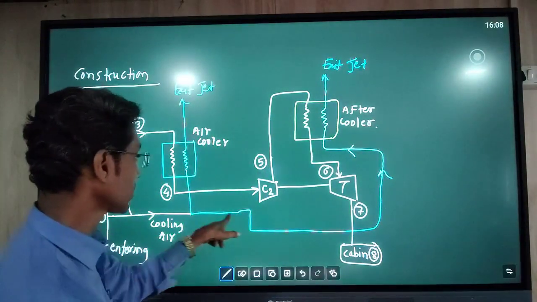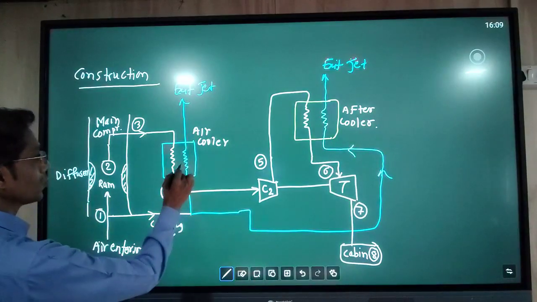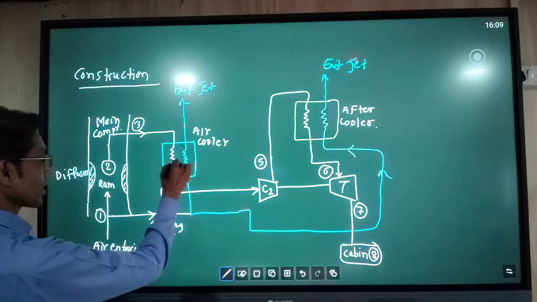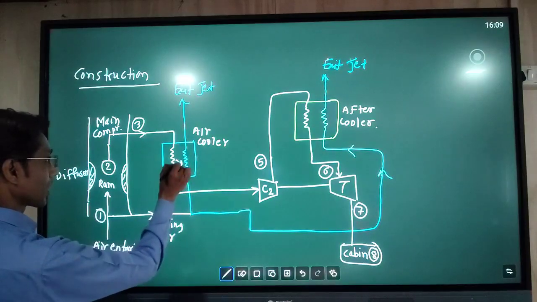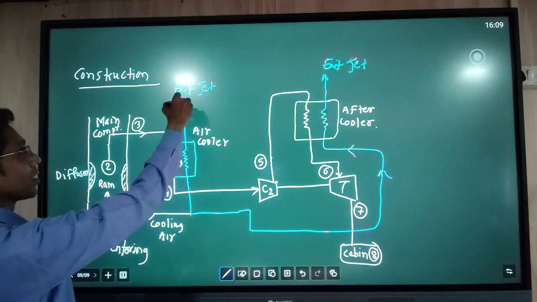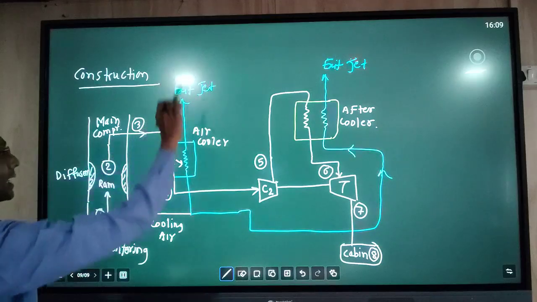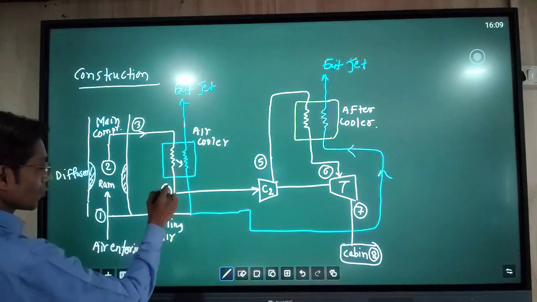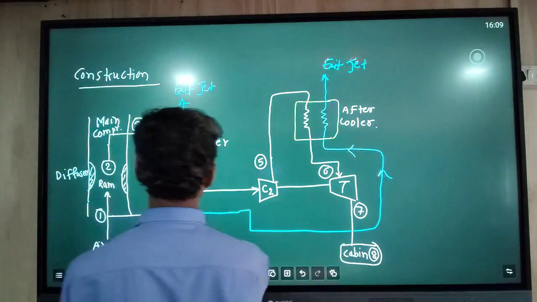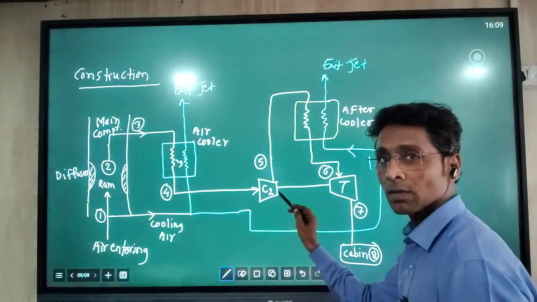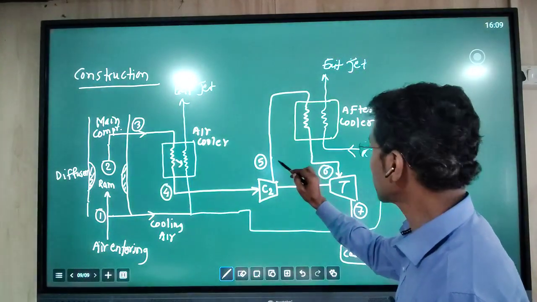That is why it is shown by the blue color line. This air is used for the cooling purpose. The heat transfer takes place from this hot line to this line, and this air carries the heat, which is released to the atmosphere through this exit jet. So 3 to 4 is a heat exchange process, meaning a cooling process. Then it goes to the secondary compressor. In the secondary compressor, 4 to 5, the second compression is conducted.